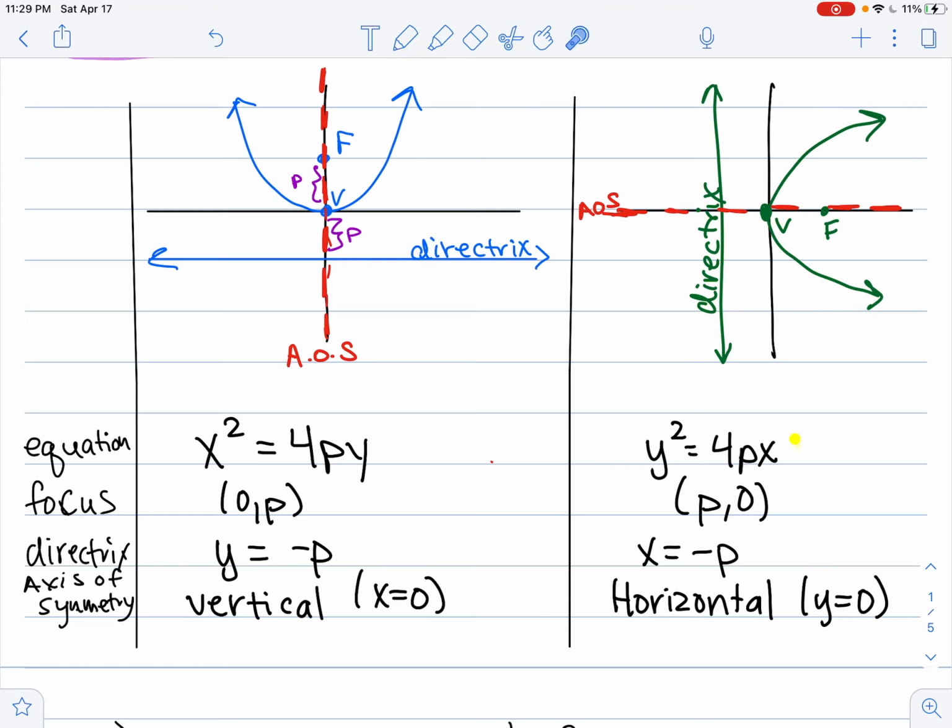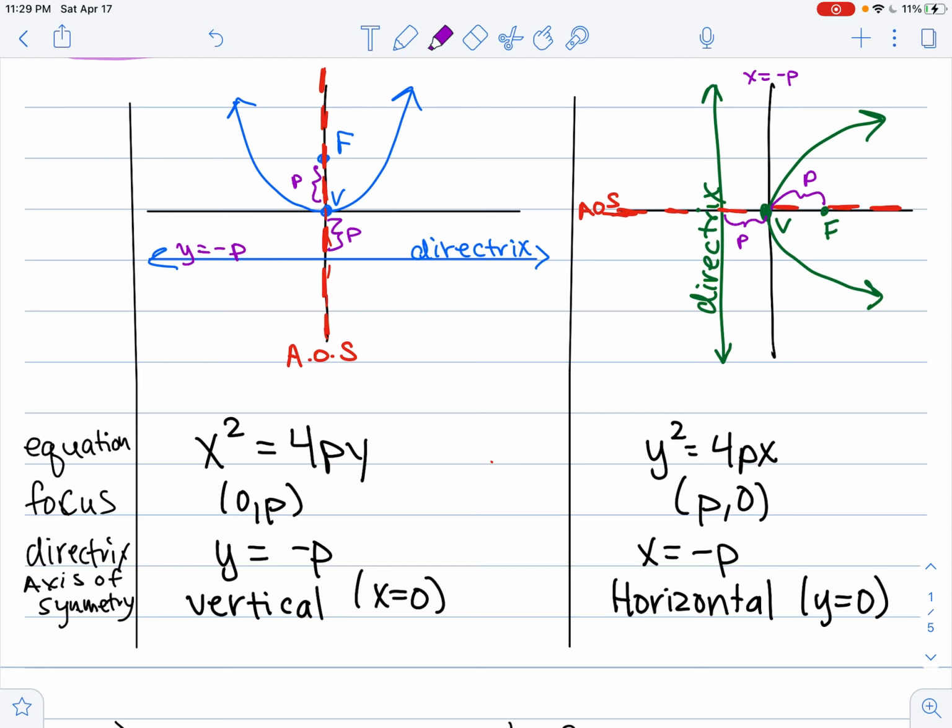Whereas the equation for the horizontal is y squared equals 4py, where again, the distance from here to here is p, and it's also here. The directrix is going to be y equals whatever the negative p is. So in this case, this directrix is y equals negative p. The directrix over here on the horizontal parabola is x equals negative p, and that's because it's a vertical line if it's your directrix.